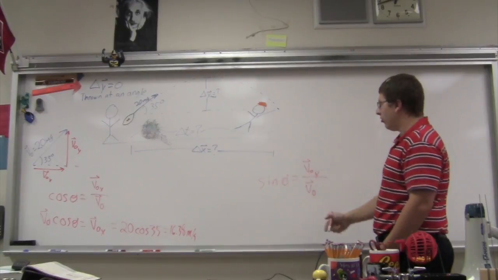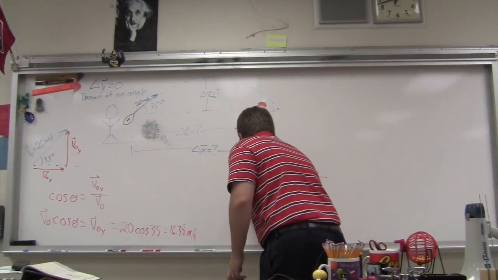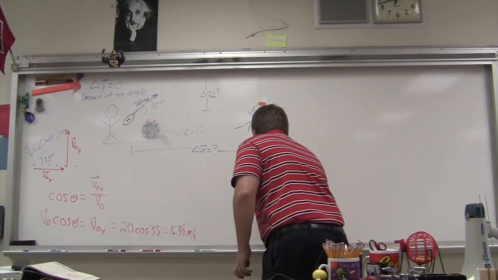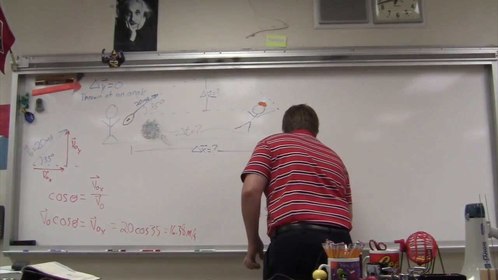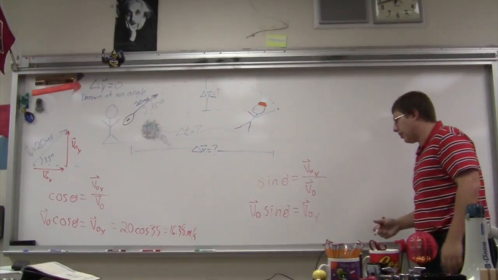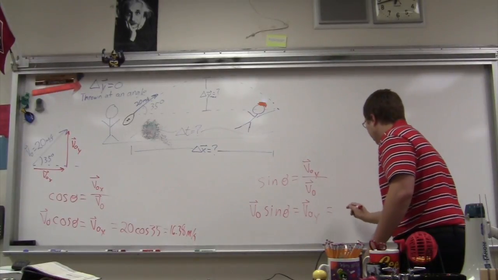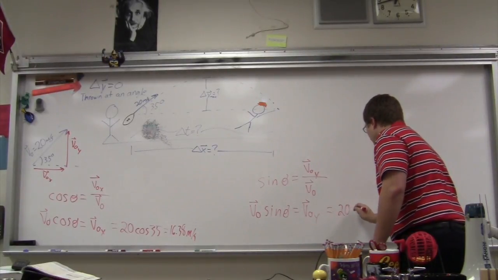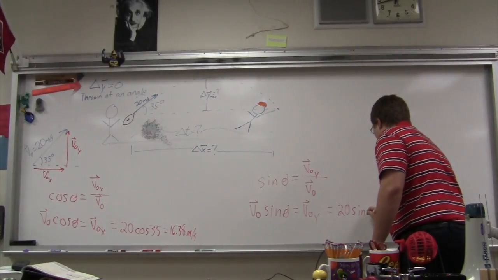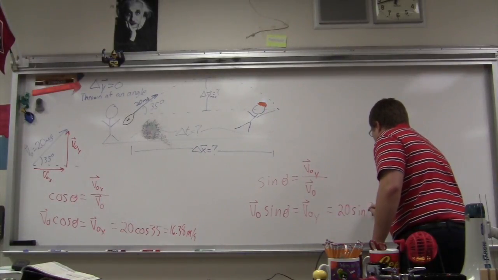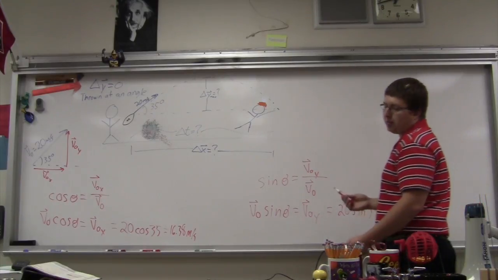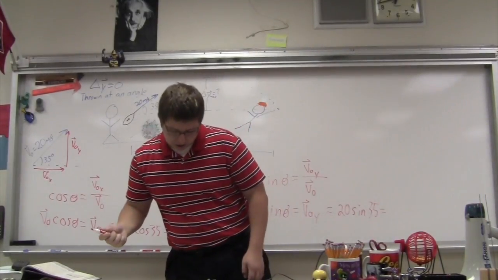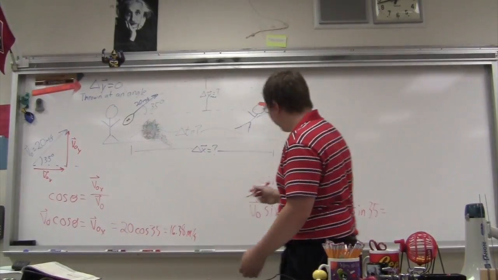I'm going to move the Vo over just like before. Vo sine of theta is equal to Voy. And then just like before, I'm going to plug in my numbers. It all looks real similar. So that's 20 sine of 35, and that equals Voy. If you plug that in your calculator, in degrees mode, you should get 11.47.